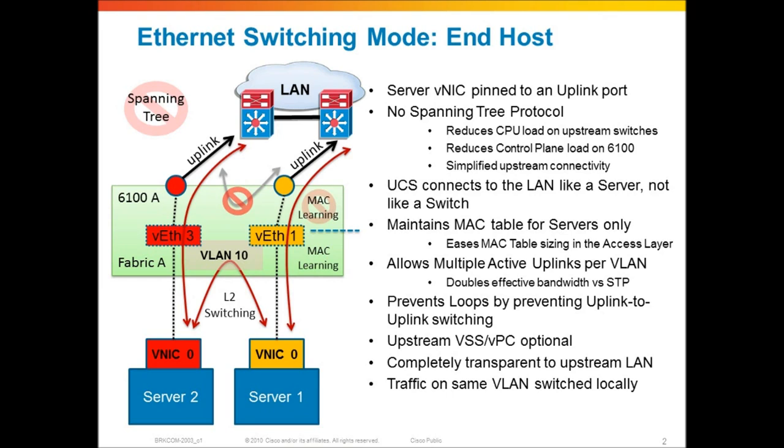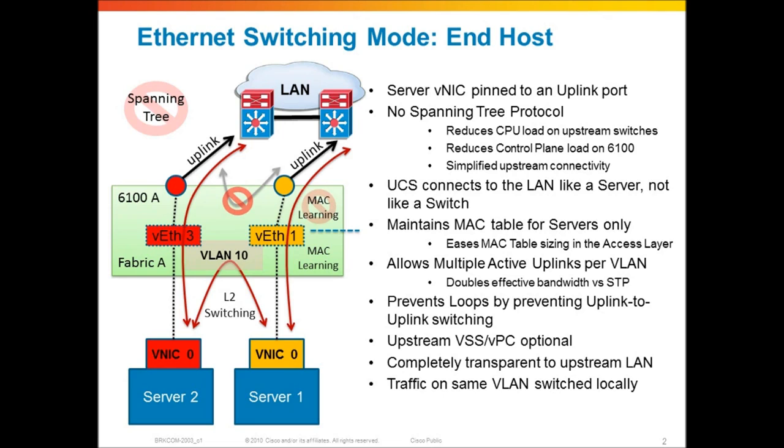So that is going to help you scale UCS into larger data centers. The 6100 can hold about 16,000 MAC addresses, but with end host mode, we only need to be concerned with all of the servers underneath UCS. We don't need to size the 16,000 MAC addresses for everything else in the data center like you would have to do with a typical layer 2 switch.